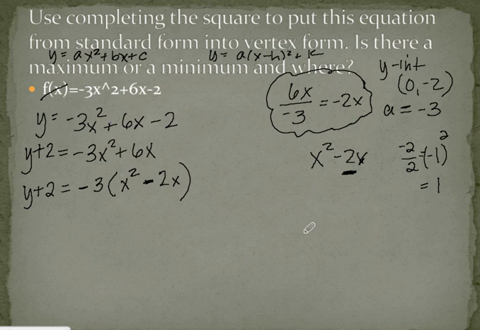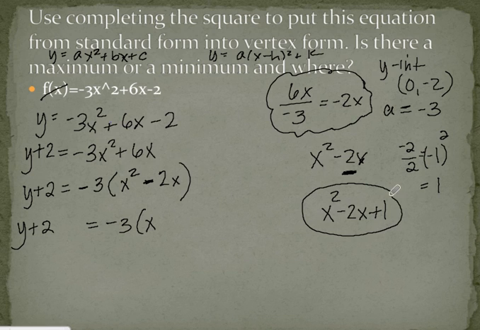That gives me +1. Now my next step, and this is the tricky one, I will be honest with you. The next step is to slide that inside of the parentheses so that I have a completed square. So x squared minus 2x plus 1.